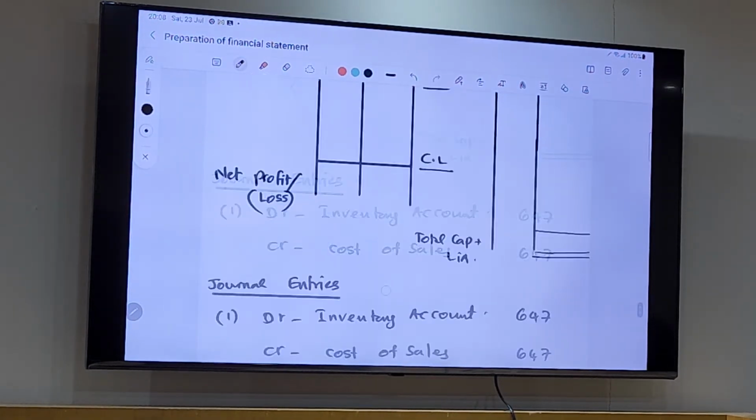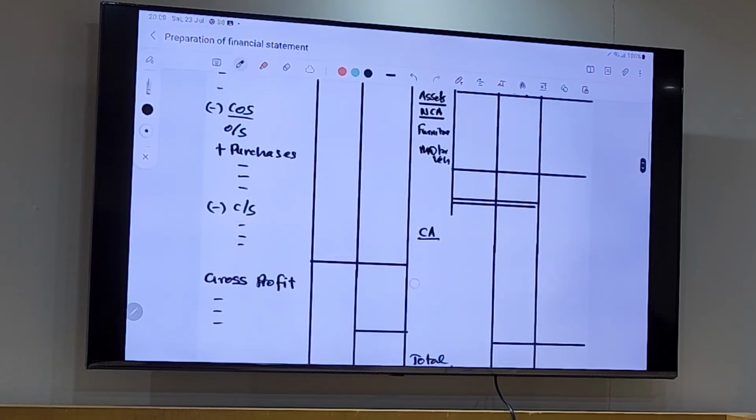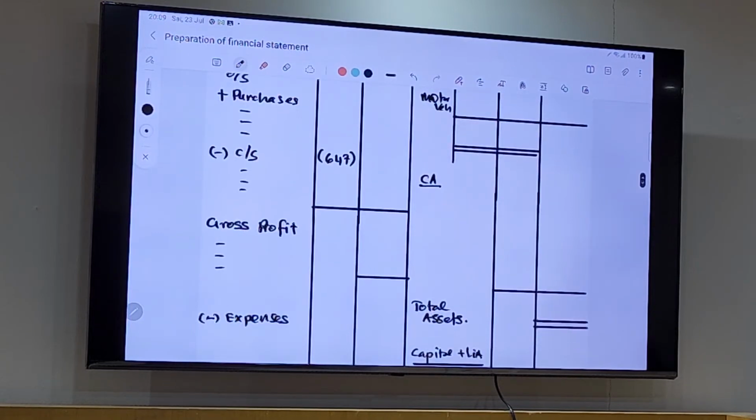Now we will do that in our accounts here. My closing stock 647. And then this should be here also. Inventory 647 shows the stock.